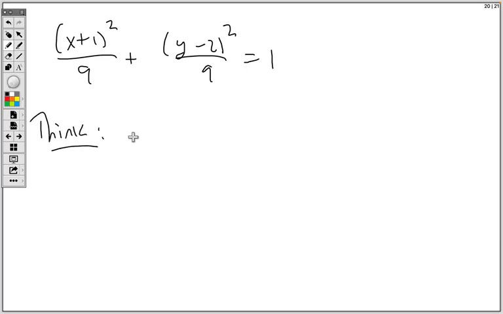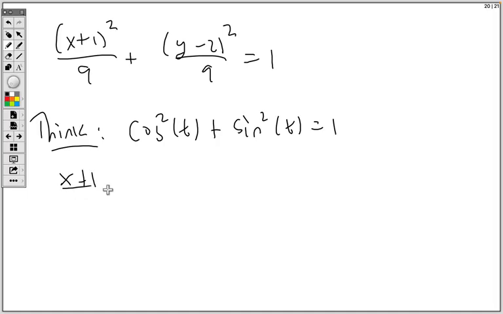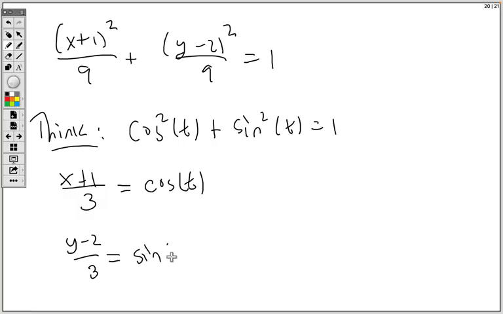We got a sum of squares equaling 1. So I'm going to think of this as cosine squared t plus sine squared t. And all I'm going to do is just look at what's being squared here in the x. The first term, what's being squared, is x plus 1 over 3. So basically take the square root of that, if you will, and I'll set that equal to cosine. Look at what's being squared here, y minus 2 over 3, and set that equal to sine. And then I'll just solve for x and y.